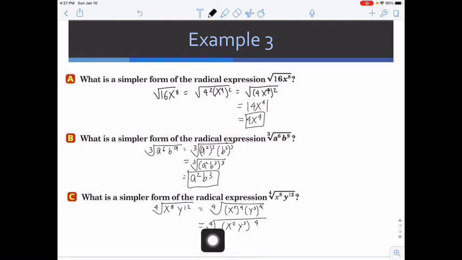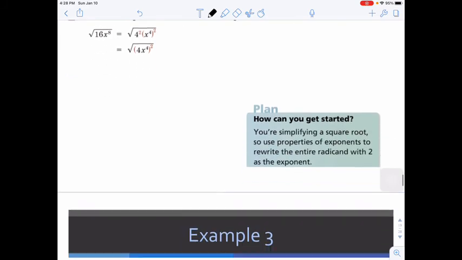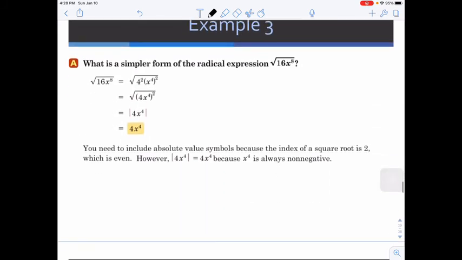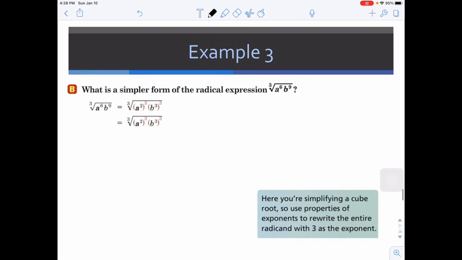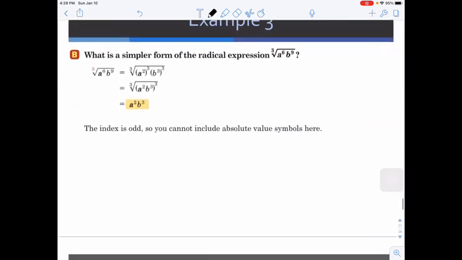Now we have an even index, so we're going to need to include the absolute value signs for what is in the parentheses. This gives us the absolute value of x squared times y cubed. However, x squared will always be positive, so we can take that out of the absolute value bars, which gives us x squared times the absolute value of y cubed. Since we don't know if y cubed is going to be positive or negative, we do need to leave it in the absolute value bars. The work for this problem is written out on the next few slides with some extra explanation to remind you of when you do and do not need the absolute value bars.